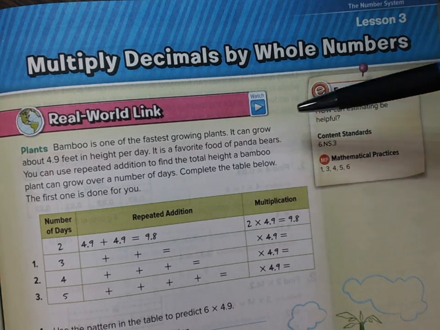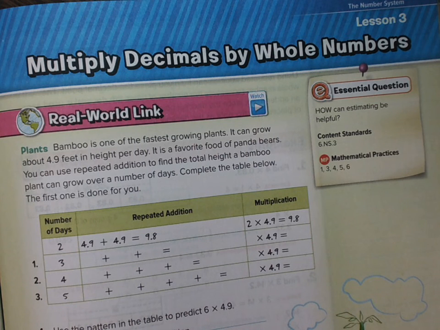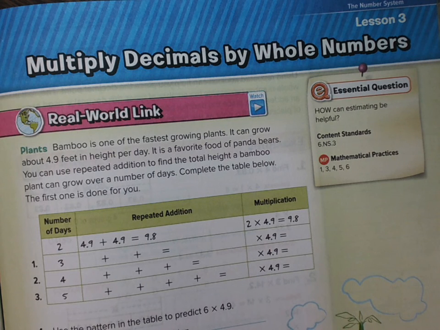So, bamboo is one of the fastest growing plants. It can grow about 4 9/10 of feet, 4.9 feet in height per day. It is a favorite food of pandas, or panda bears. You can use repeated addition to find the total height of a bamboo plant that can grow over a number of days. It says complete the table below. The first one is done for you.